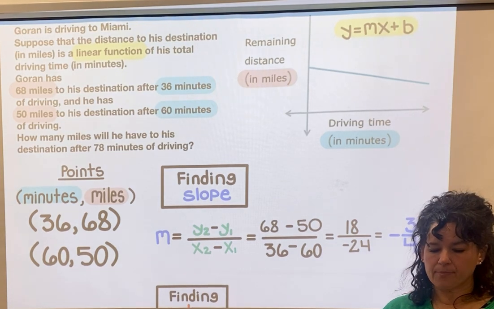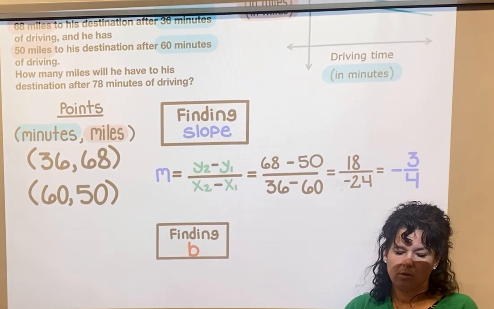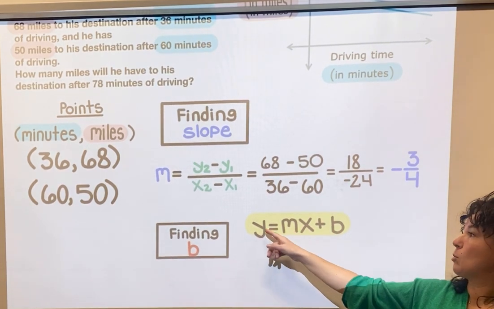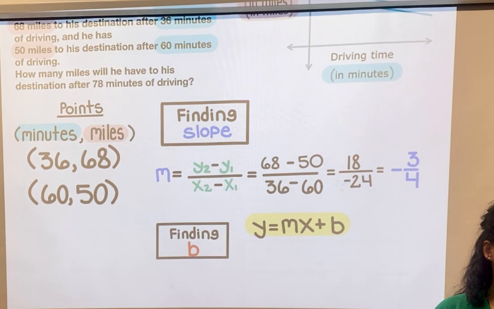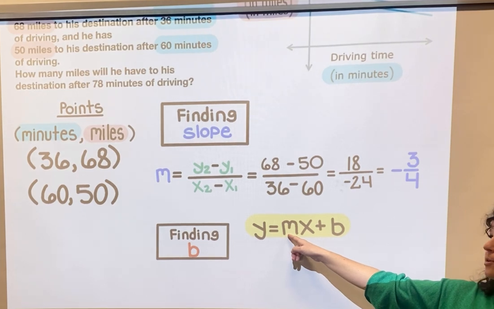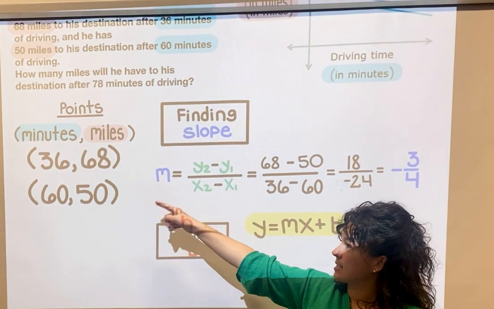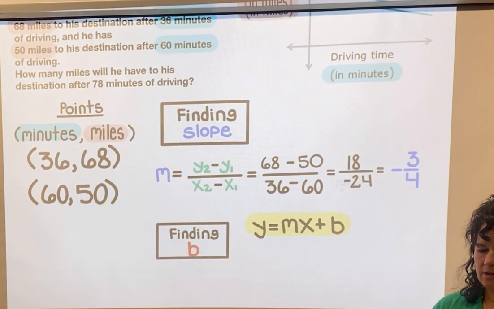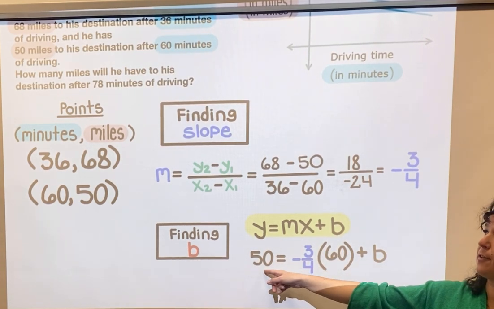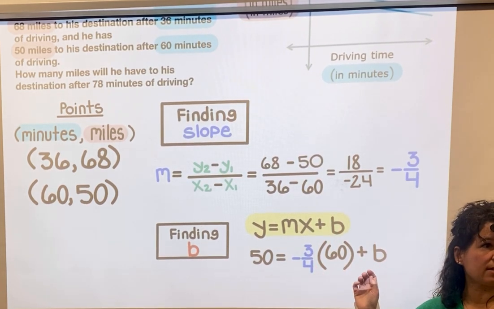Now that I have m, I need to find my b value. We're going to go into our basic equation, y equals mx plus b, and replace the y, the m, and the x, and then we'll be able to find b. So negative 3/4 is going to go in for the slope, and I have 2 options for my x and y. I can use 36, 68 or 60, 50. So for no particular reason, I went with 60 and 50 rather than the 36, 68. When I multiply fractions, I multiply across.